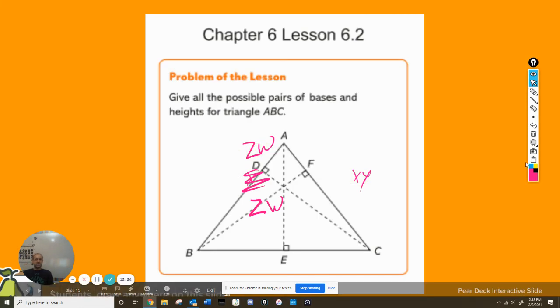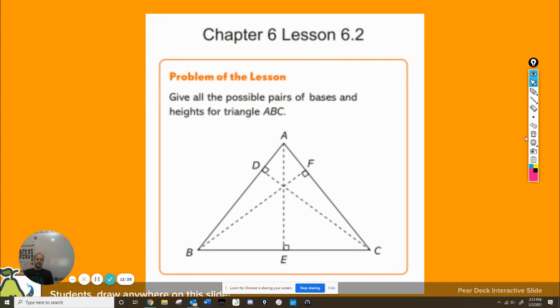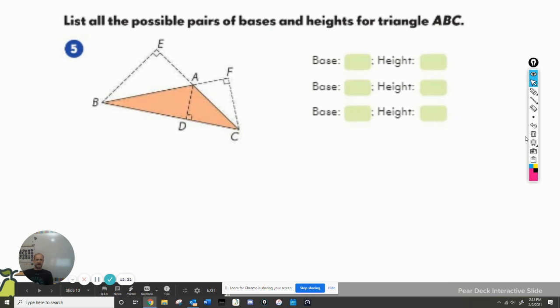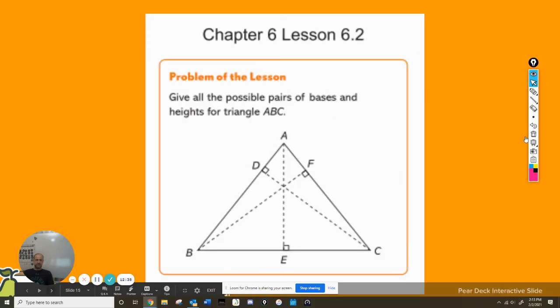Problem of the lesson. This problem right here, you guys, the lettering might be different, but this problem right here is the exact same idea of this one. Give all possible pairs of bases and heights for the triangle ABC. I don't know how your teacher wants you to submit this or you're doing it together, but do that.